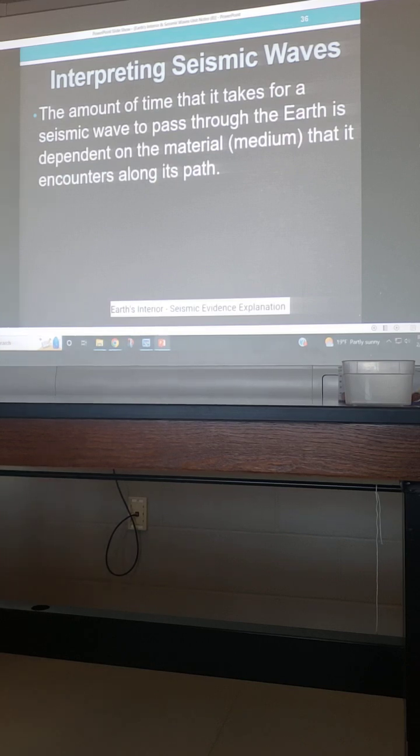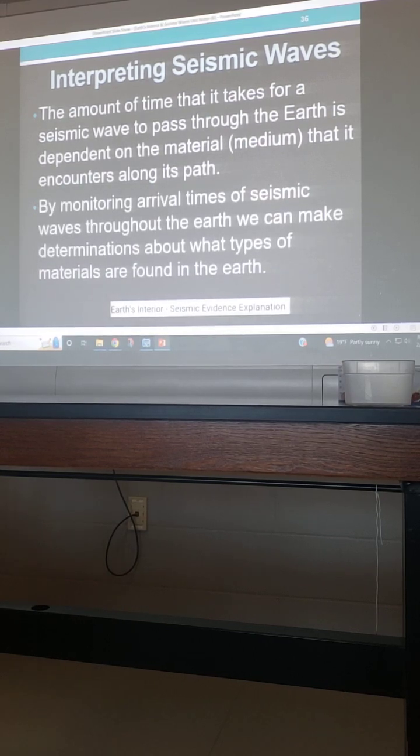So this is slide 36 where we're picking up today. The amount of time that it takes for a seismic wave to pass through the earth and through its layers depends on the material, right? Because we know that if it's more dense, it's going to slow it down. Just like you running in water versus you running in air, the water is more dense, so it's going to slow you down. All right, so we talked about that. It's also going to have the potential to bend the path, right?